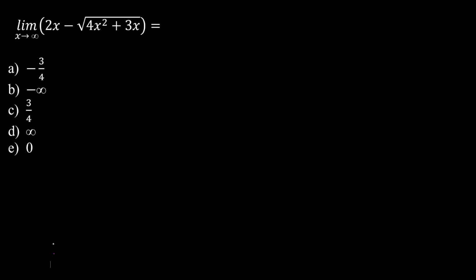Okay, in this exercise we are asked to find the limit as x goes to infinity of 2x minus the square root of some expression. Now if you allow x to go to infinity, then 2x will go to infinity minus the square root of infinity plus infinity, which is infinity, and the square root of that is just infinity, and this is indeterminate.